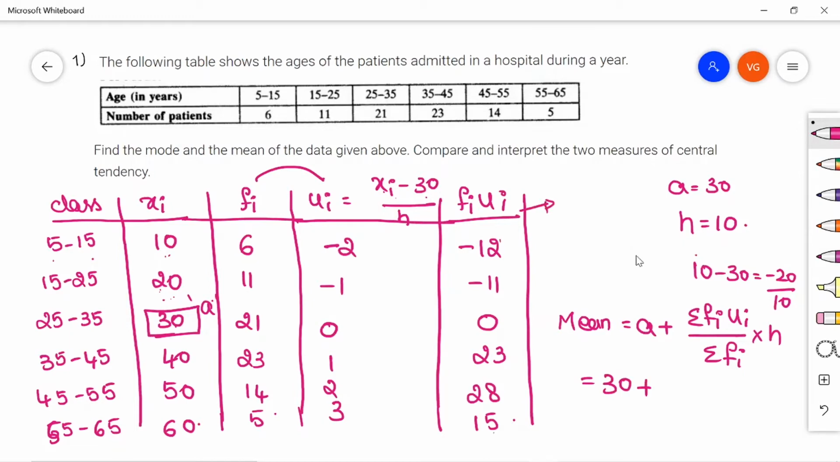Add up all these items in the column, so that you will get 43. So 43 divided by sigma fi, the number of patients that they have admitted. You add all the column entries in your fi. This is 80: if you add 6, 11, 21, 23, 14 and 5, you will get 80, multiplied by the height h, which is 10. So this is 8 you will get here. 30 plus 43 divided by 8 here. So you will get 35.37. So the mean of the given data is 35.37.